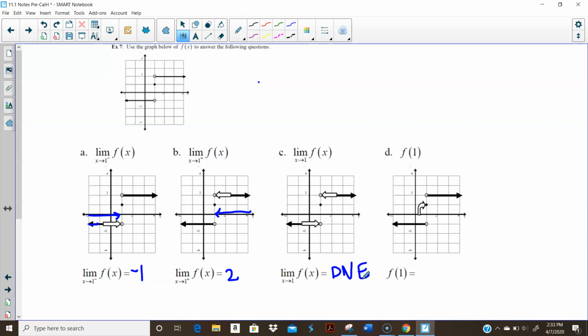I hope so. All right, last one. F of 1. This means we are going to evaluate the graph. We're not finding the limit. We're just figuring out what is f of 1. So when x is 1, we come over to 1, then f of x is equal to that point right there, which is at 1.